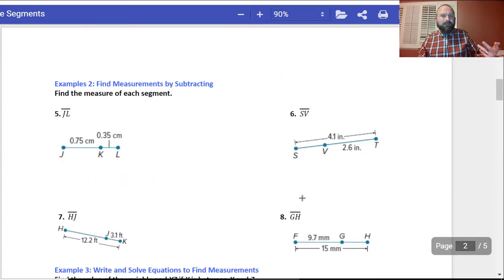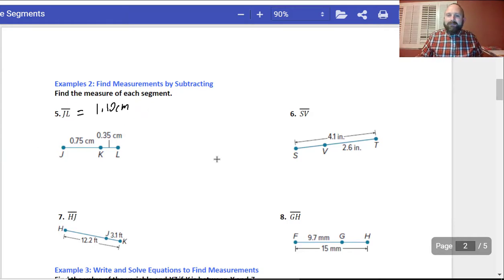All right, example 2. Find the measurements by subtracting now. So we're going to get the total. Oh, it looks like number 5 is not an example of that. So why don't we figure that out first? So let's do it. If we were to add these together, that would equal 1 point 10 centimeters. All right, now we're past that.